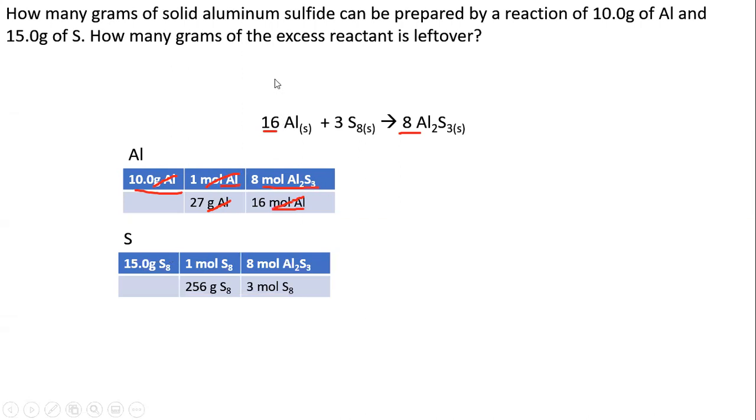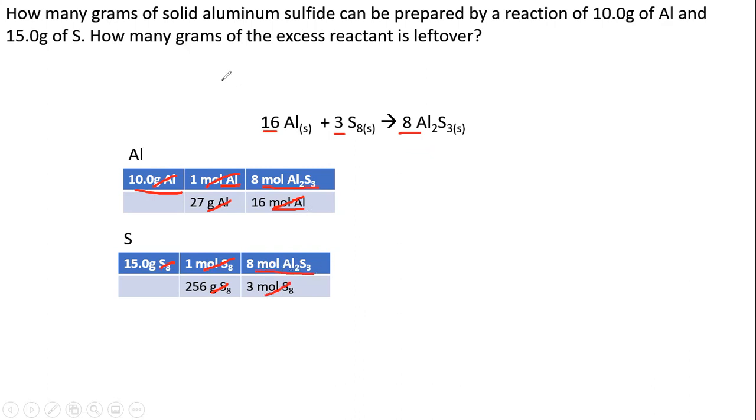We're going to do the exact same thing with sulfur. Again, we start with the mass of sulfur. We divide it by its molar mass so that the grams cancel out. Now we have moles. Again, from the equation, there's a 3 in front of sulfur, an 8 in front of aluminum sulfide. So this is the ratio of 3 to 8. The moles of sulfur cancel out, and we're left with moles of aluminum sulfide.